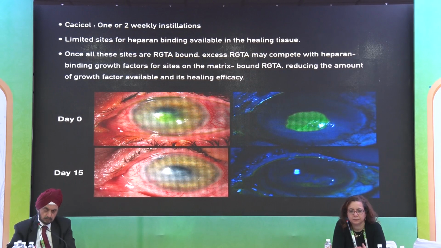Cacicol is given just once a week or twice a week instillations, not more than that. The reason behind this is there are very limited sites for heparan binding available in the healing tissue. So if all these sites are already RGTA bound, then if we give any excess RGTA, it will start competing with the other factors and inhibit healing.